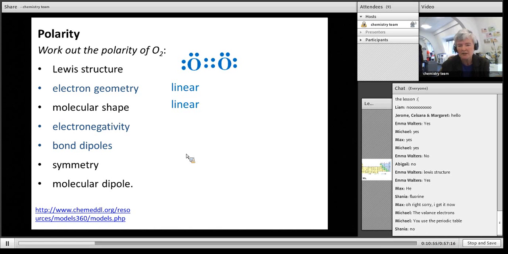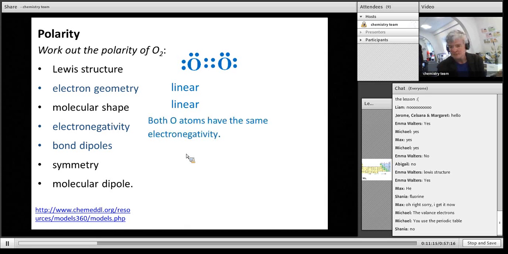So spell that out. I find often a lot of students don't spell out the obvious because it is so obvious. But say it's the same atom, so there is no difference in electronegativity. Or they are both oxygen atoms, so there is no difference in electronegativity. So the bond is pure covalent, or there's equal sharing. So they have the same electronegativity, so there's no bond dipoles.